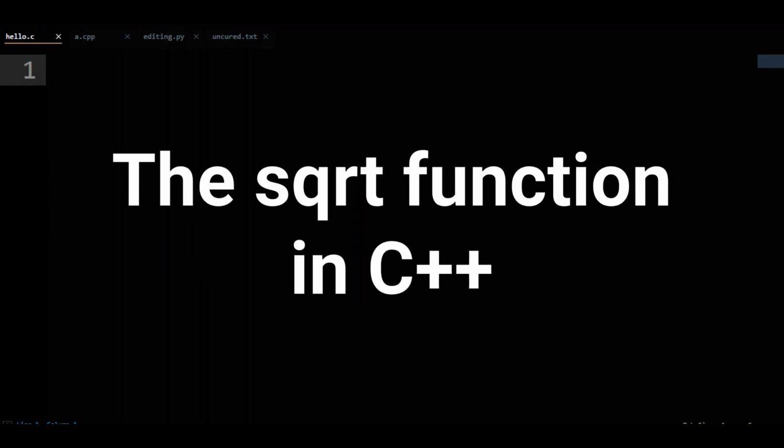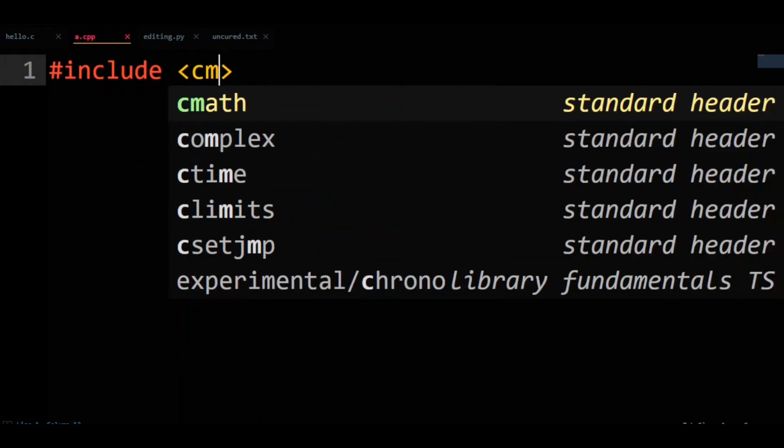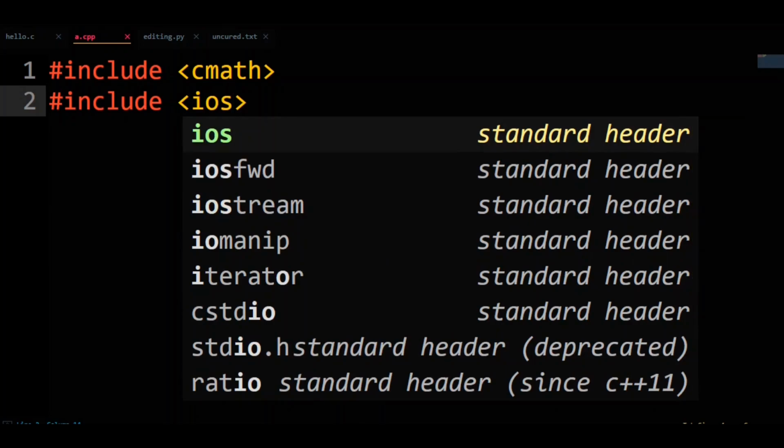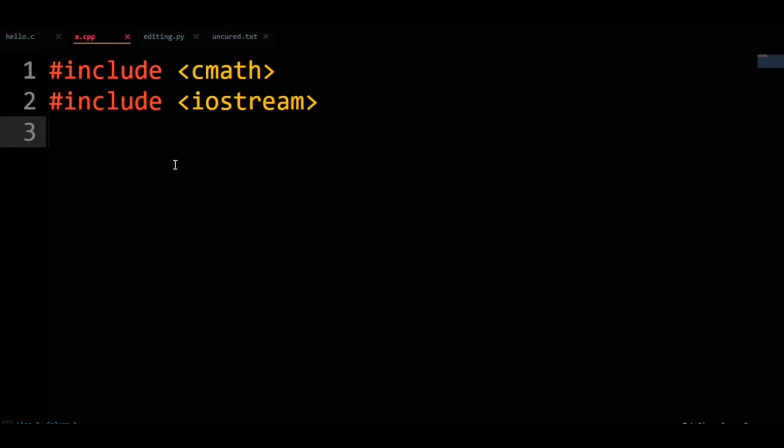The square root function in C++ takes the square root of a number. Square root is in the cmath header file. We will #include <cmath>. We will want to print our answer, so we will #include <iostream>, as well as doing using namespace std.